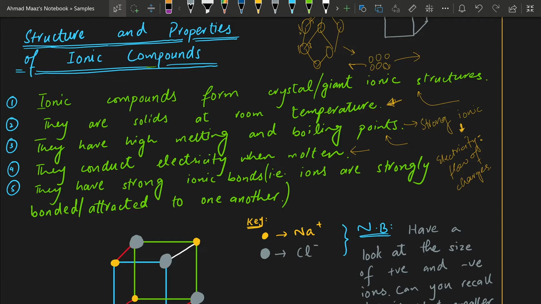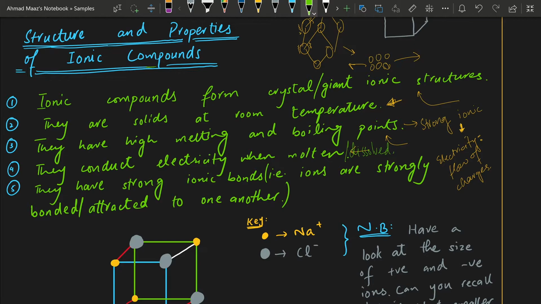Ionic compounds are conductors when molten or when dissolved, but they are not conductors in their solid state. Molten or dissolved.